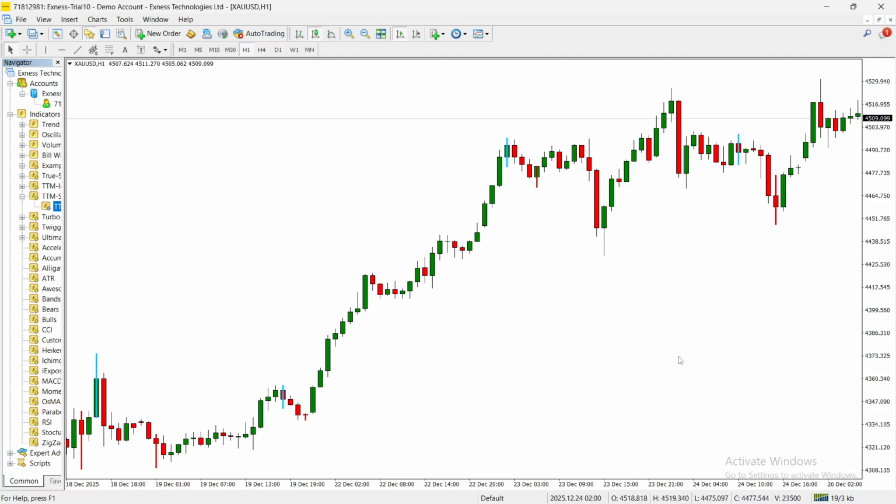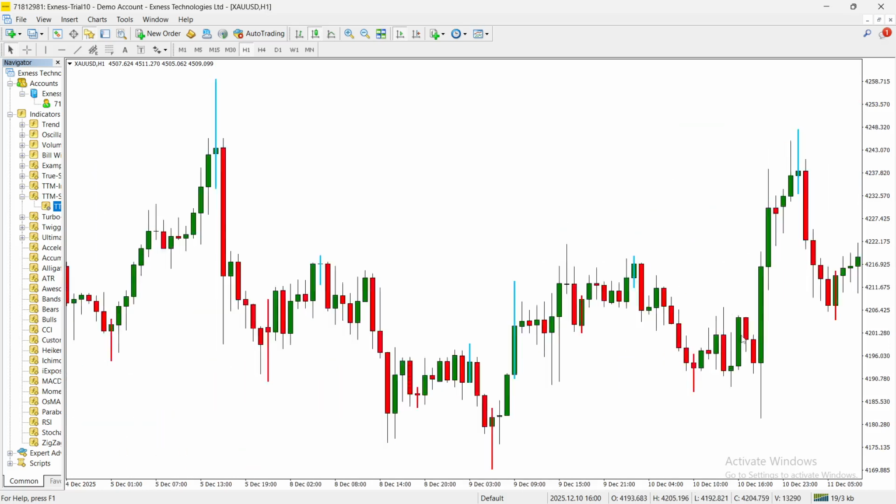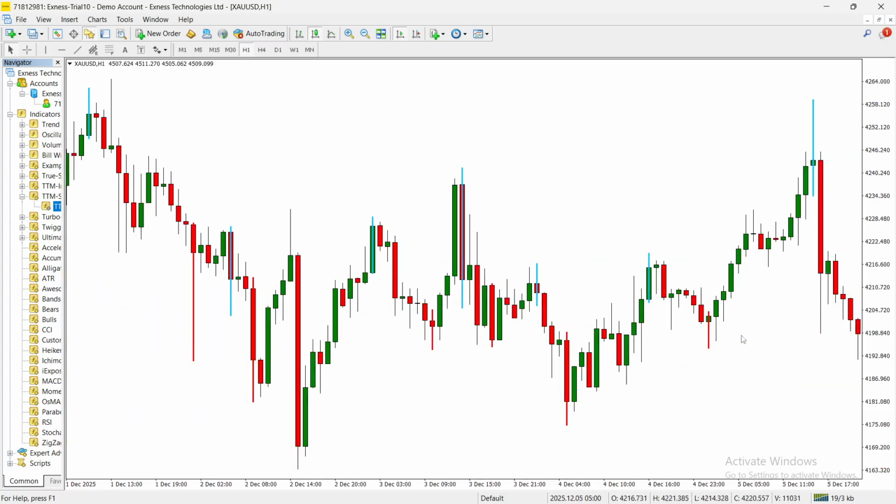In MT4, the indicator typically appears as a series of colored lines or histograms overlaid on the price charts, often above or below the candlesticks, with blue lines or bars indicating potential upward moves or buy signals, and red lines or bars signaling potential downward moves or sell signals.